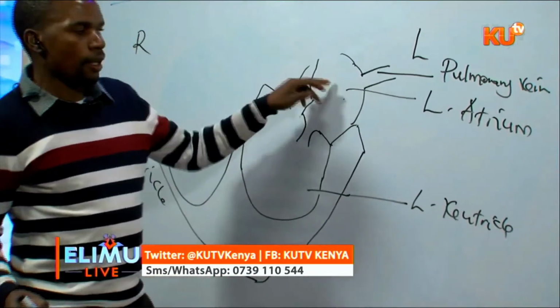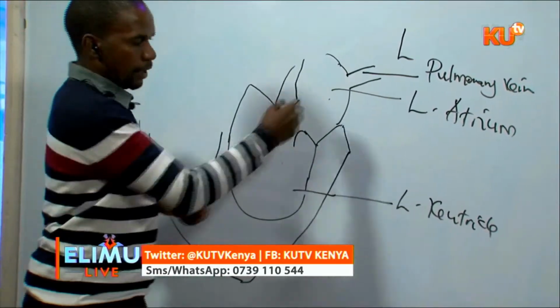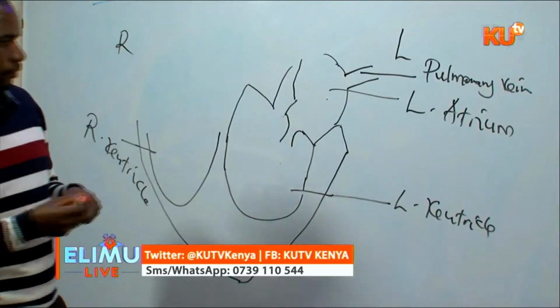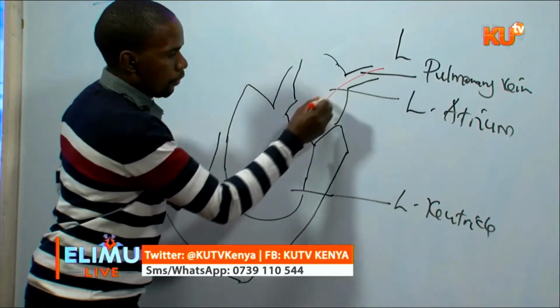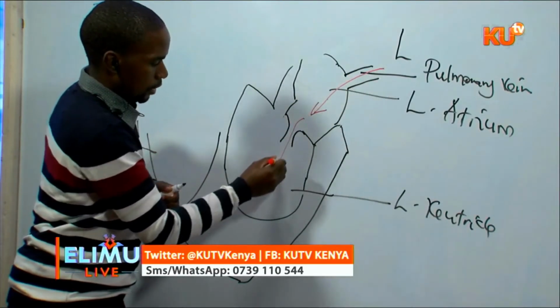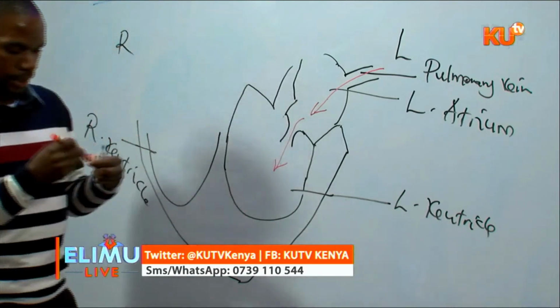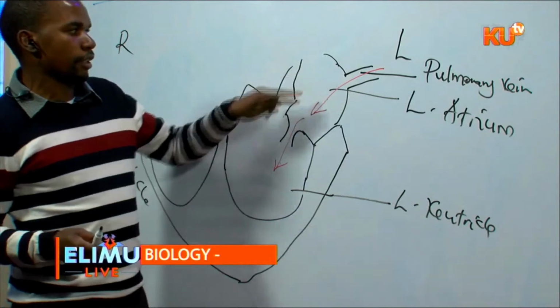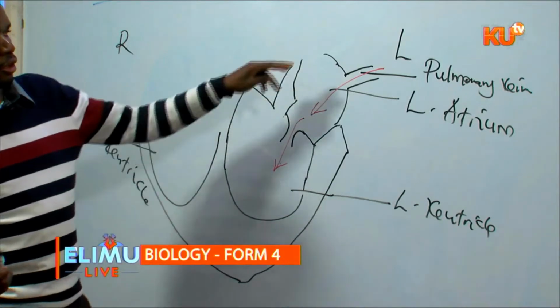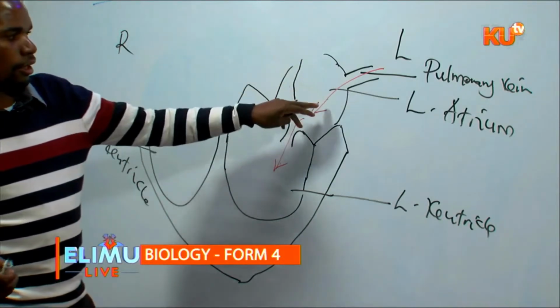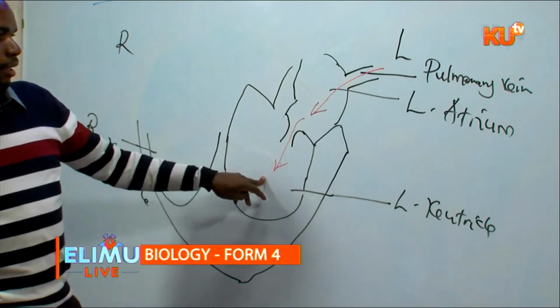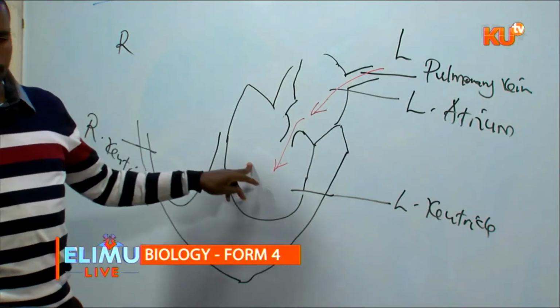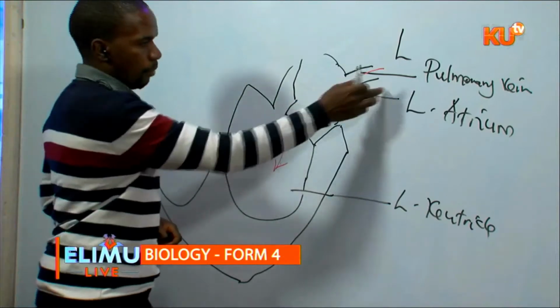This one here, pulmonary vein brings blood from the lungs. Let us use the red to show that blood is coming in. Pulmonary vein brings blood all the way from the lungs into the left atrium, which is then pumped to the left ventricle. So this is the pulmonary vein.